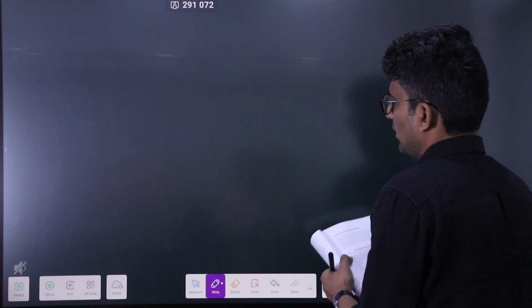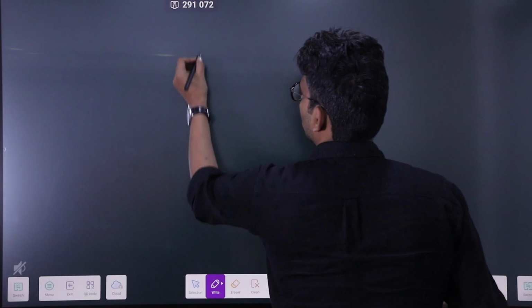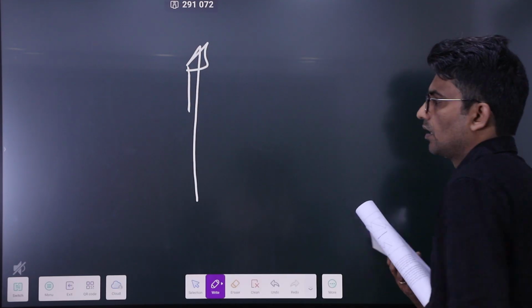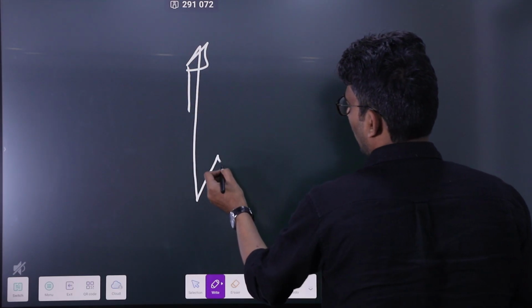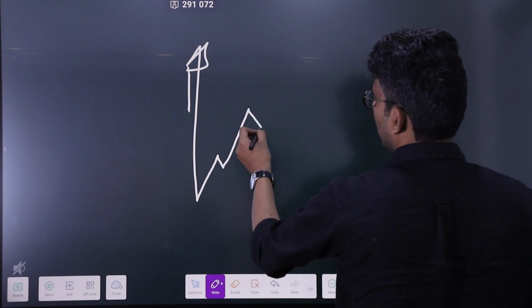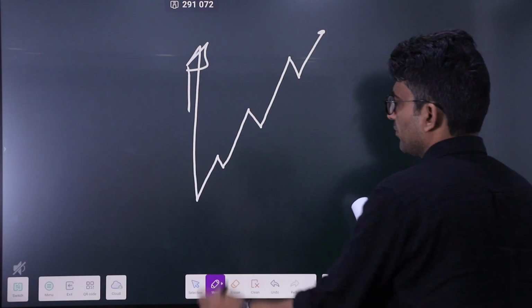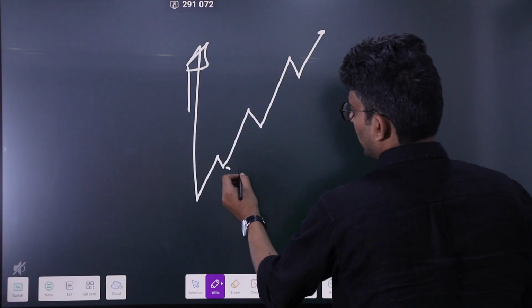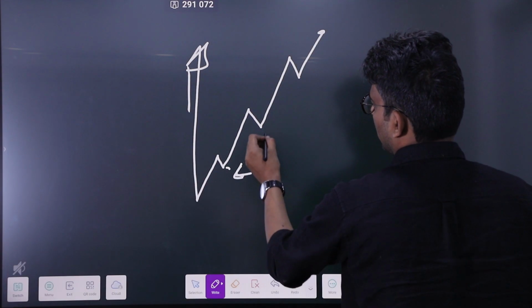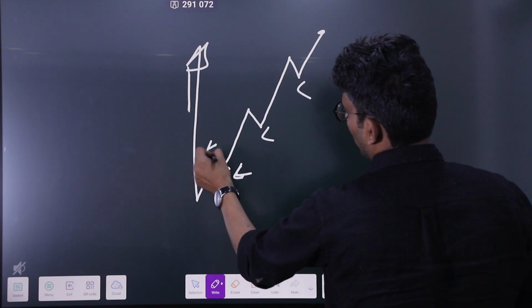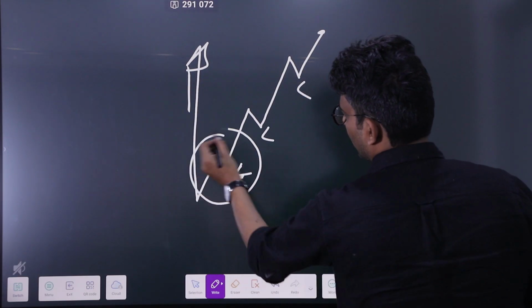So let's try and understand what an uptrend is. The stock never moves straight like this. The stock always moves up, falls, corrects a little bit, moves up, corrects a little bit, moves up, corrects a little bit. This is known as an uptrend. This is in a sequence. This is a lower point, this is a lower point, this is a lower point. In this sequence, this is the highest point.